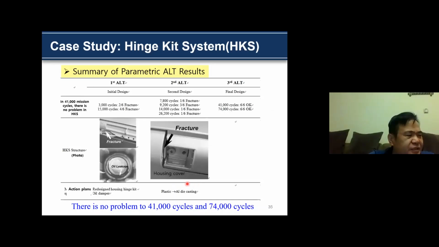This is a summary of the parametric art. In the first art, we found faults in the housing and oil damper, and then we modified the design of the housing and the oil damper. In the second art, we found a crack in the housing cover, and we modified the material, changing it from plastic to aluminum die casting. In the third art, there is no problem, and we can guarantee beyond 10 years of life.